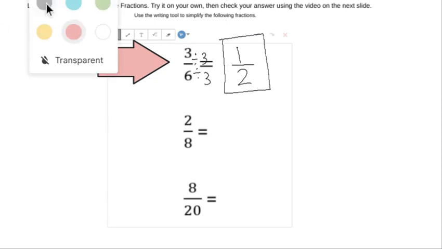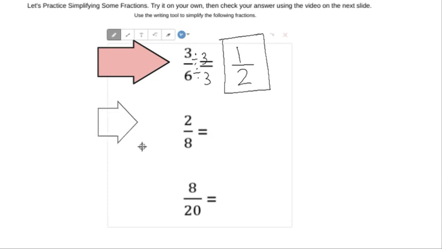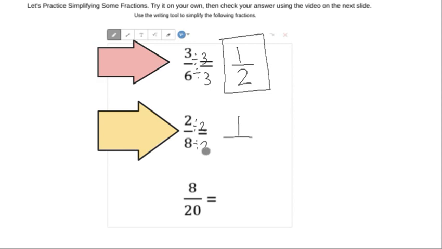Now let's go ahead and move on to our second fraction, 2/8. We need to figure out what our greatest common factor is. What goes into 2 and 8? 2 goes into 2 and 8. 2 divided by 2 is 1, and 8 divided by 2 is going to be 4. So our final answer for problem number 2 is 1/4.